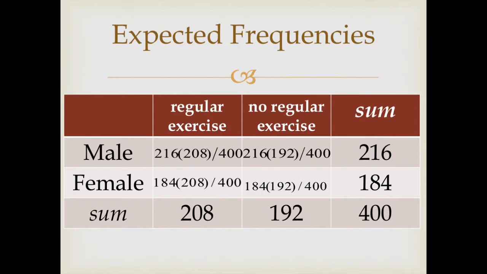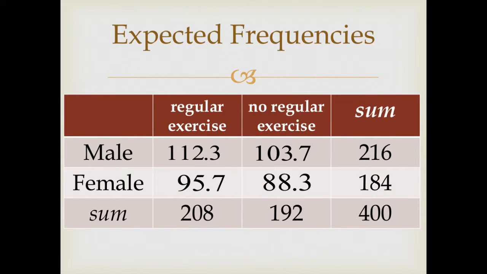So looking at the amount of males who did not regularly exercise, again it's the sum of that row, 216, times the sum of our column, 192, and divide by 400. And we're repeating that process for the females as well. So we have 184 times 208 divided by 400 for our females that regularly exercise. And then we have 184 times 192 divided by 400 for the females that did not regularly exercise. And this will complete our expected values.